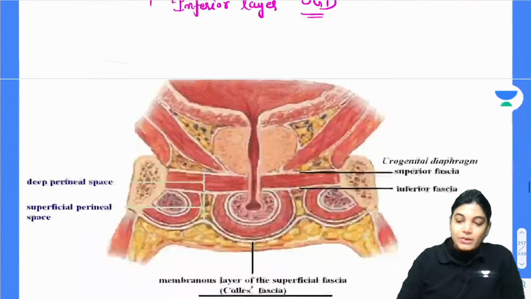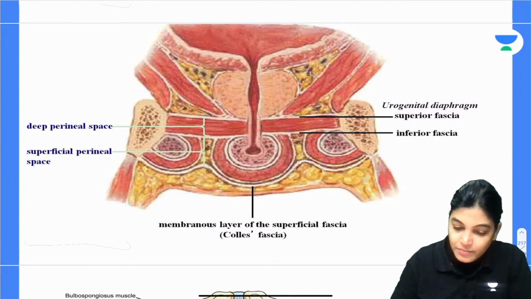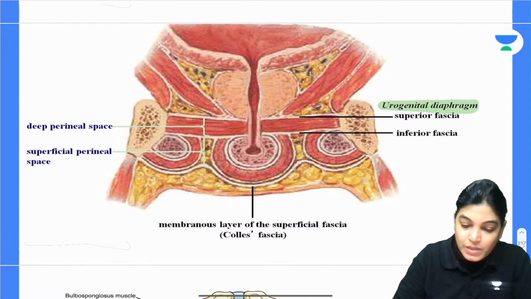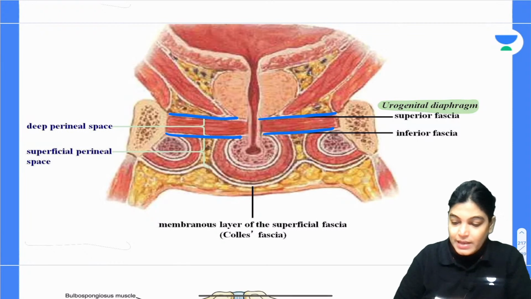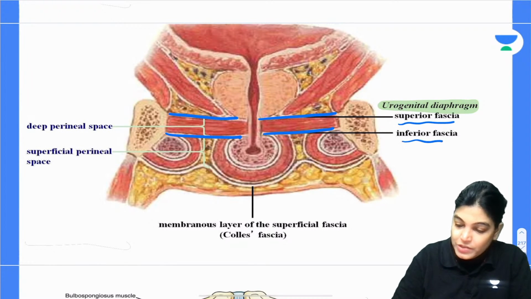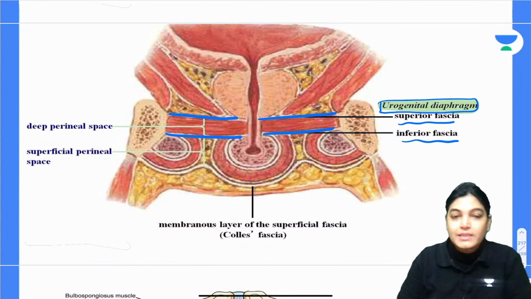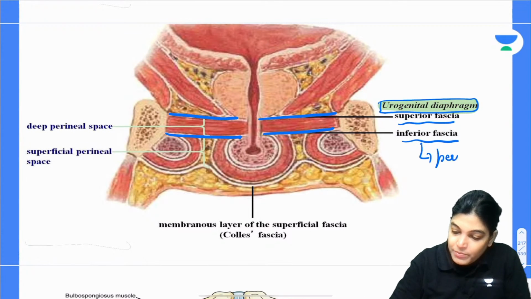Okay, my dear aspirants, I would like to show you this diagram. This is a diagram where you are seeing the urogenital diaphragm. So see here. Exactly, this is the urogenital diaphragm, and what I told you is that it has a superficial fascia and an inferior fascia. It has a covering called the superficial fascia of the urogenital diaphragm and the inferior fascia of the urogenital diaphragm, also called the perineal membrane.